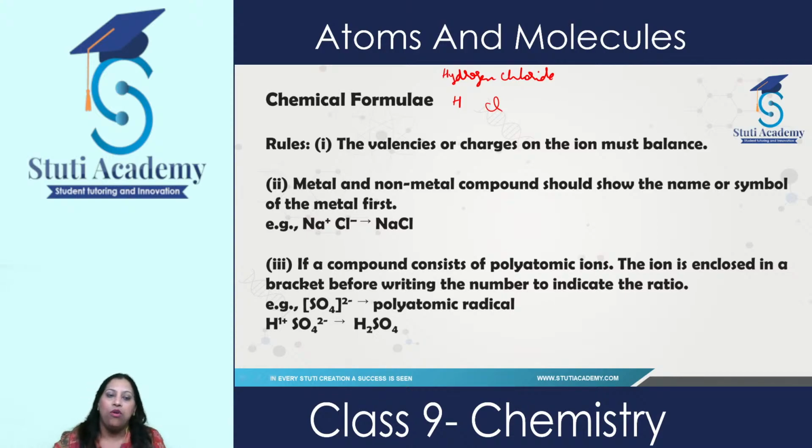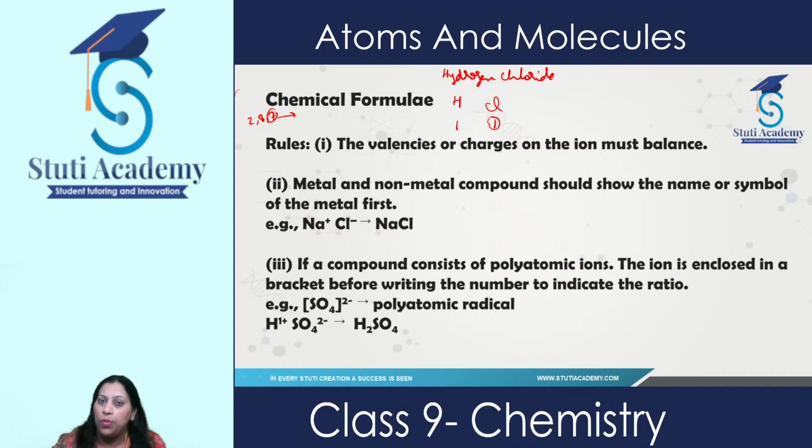Now after writing their symbols, write down their valencies just below them. Valency of hydrogen is 1. Its atomic number is 1 and its valency is 1. And valency of chlorine is 1. Just remember its electronic configuration, 2, 8, 7. So it gains 1 electron, so its valency is 1. Okay. Now don't write any charges here.